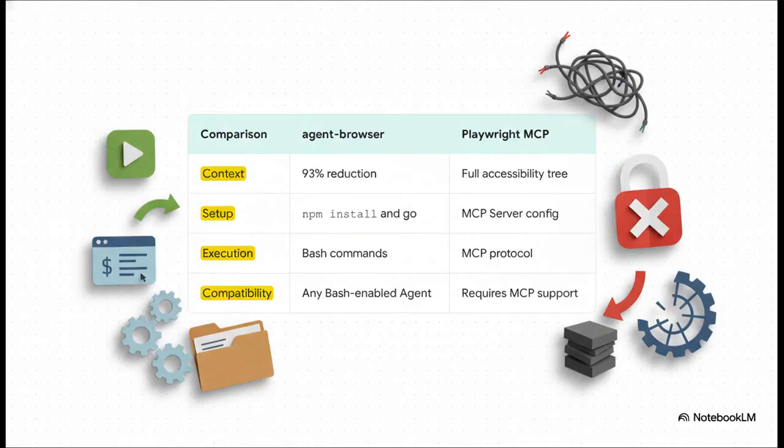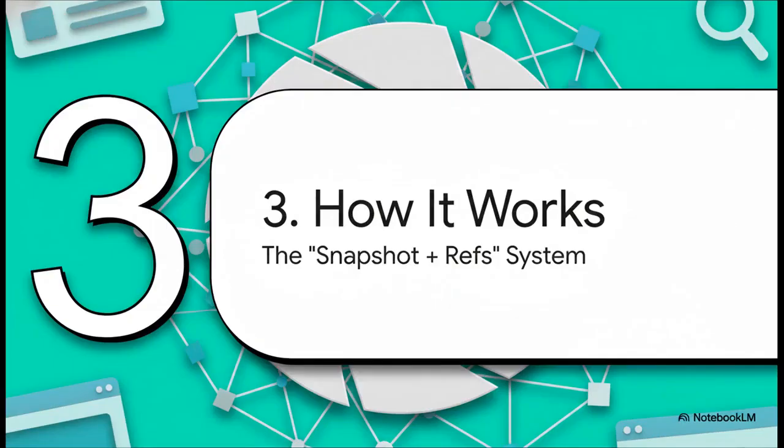And this comparison really makes the difference pop. With Agent Browser, the context is minimal and the setup is just a simple command. It works with any AI agent that can run basic shell commands. The old way, using something like Playwright's multi-connection protocol, or MCP, well, it's bloated, it's a pain to set up, and it has pretty limited compatibility. So how in the world does it get that incredible 93% reduction?